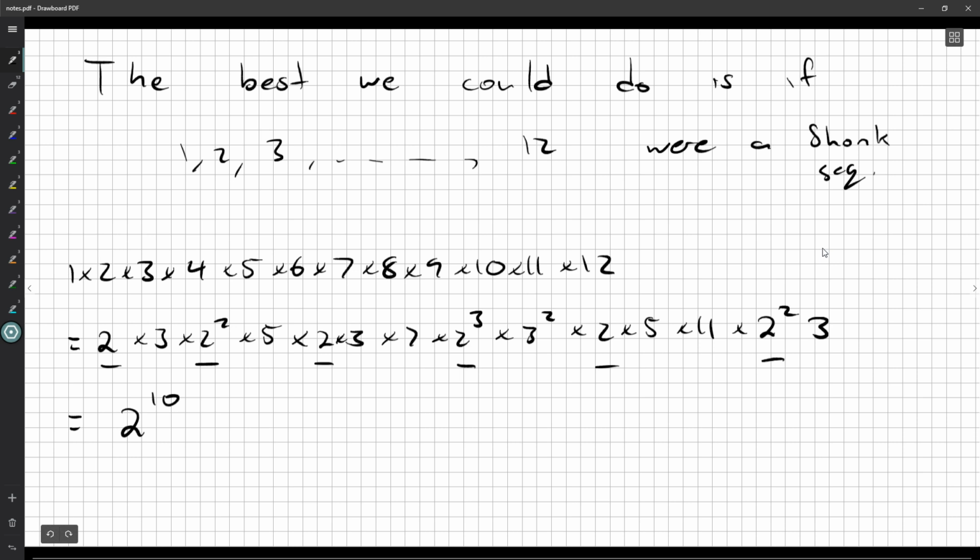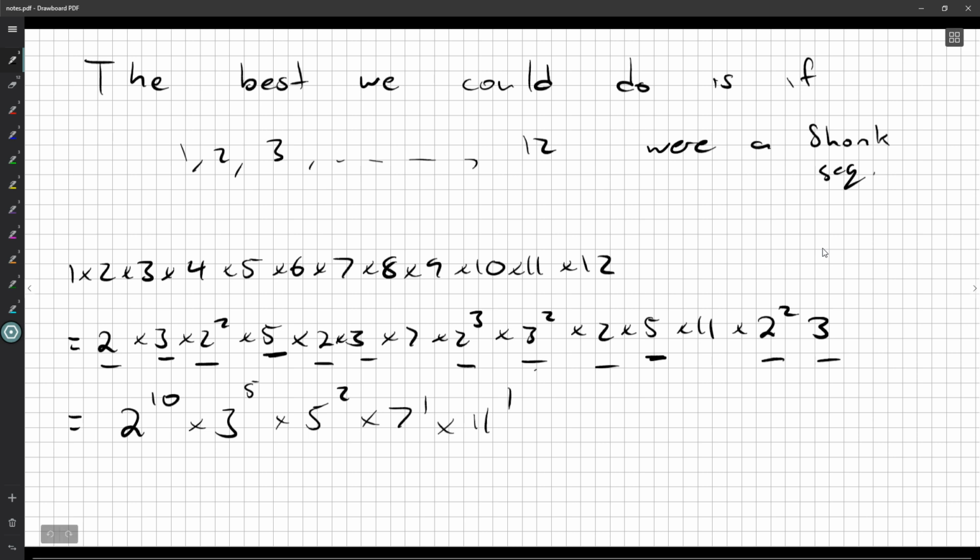Okay, and then how many factors of 3? 1, 2, 3, 4, 5. 5 factors of 3. 2 factors of 5. And then 1 factor of 7, 1 factor of 11, those are all the primes.